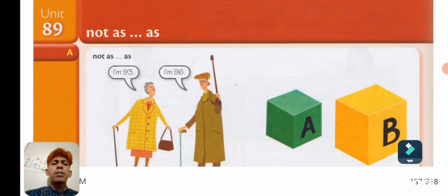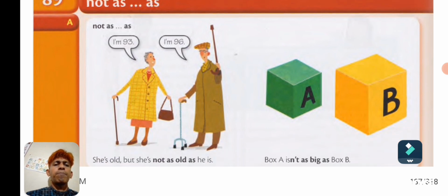Here I am teaching the Essential Grammar in Use book. Today we are going to learn Unit 89. Today's topic is "not as." Let's get started. Part A. Not as.